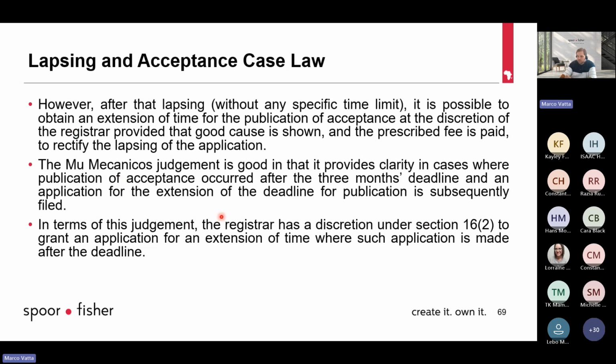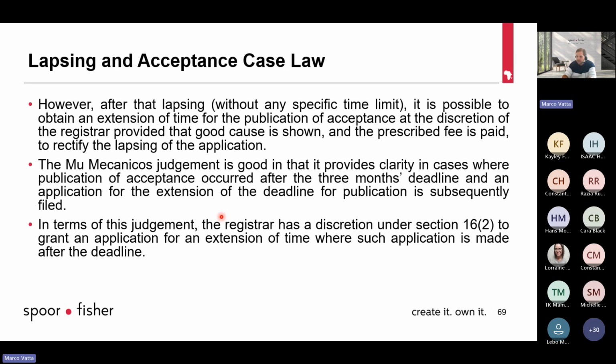So I say that the Mu Mechanicos judgment is good in that it provides clarity in cases where the publication of acceptance occurred after the 3 months deadline and an application for the extension of the deadline for publication is subsequently filed. So we now know that you can request this extension after the 3-month deadline, but the registrar still has the discretion to either refuse it or allow it. In this case, the court said that it should have been allowed. But the court did then reiterate that the registrar has discretionary power in terms of 16.2 to grant an extension for publication where it is made after the deadline.